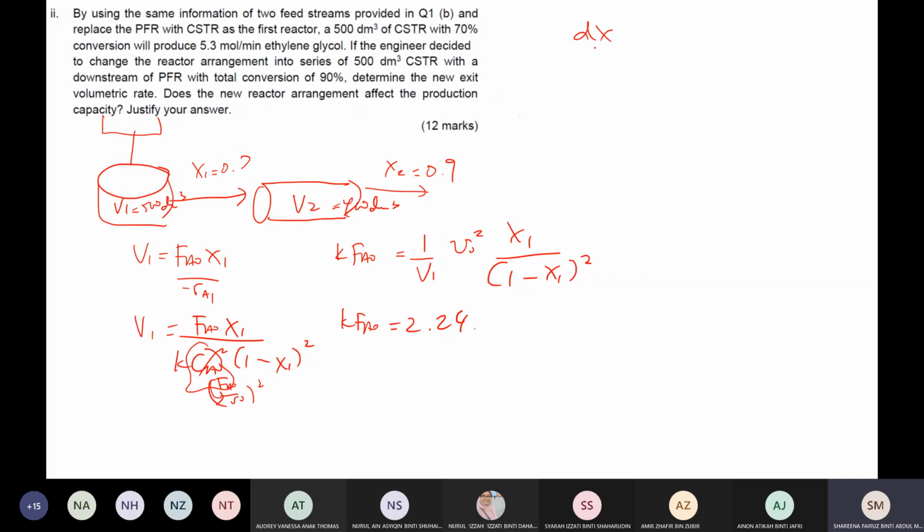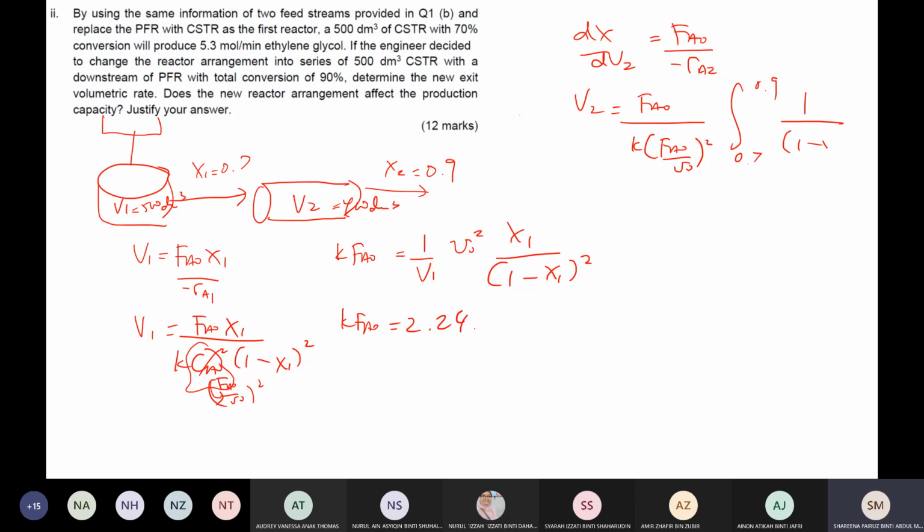Okay, guna balik je sama balik dx over dv is equal to FA0. Okay, make sure this is negative RA2. Okay, dekat rectangle number 2. Okay, now this is consider for the second part PFR. Okay, so daripada situ rearrangekan dia. Okay, you will get V2 is equals to FA0 over with the KFA0, alright, V0 kuasa 2, alright, 0.9 to 0.7, 1 minus x squared dx.